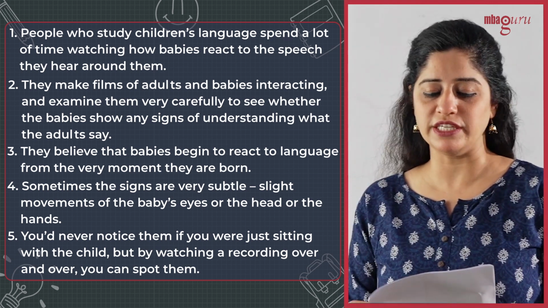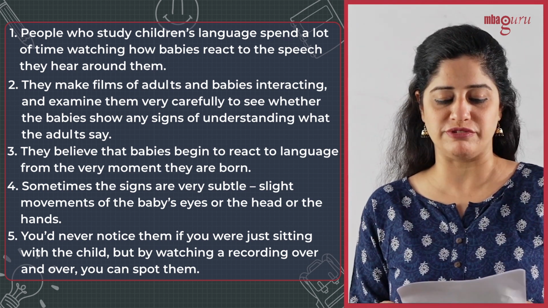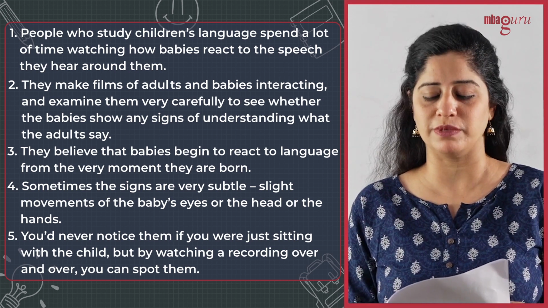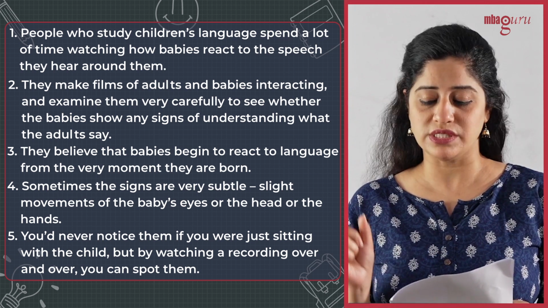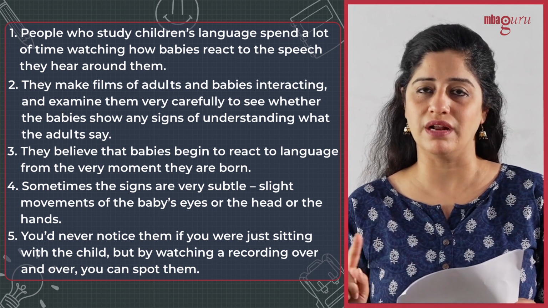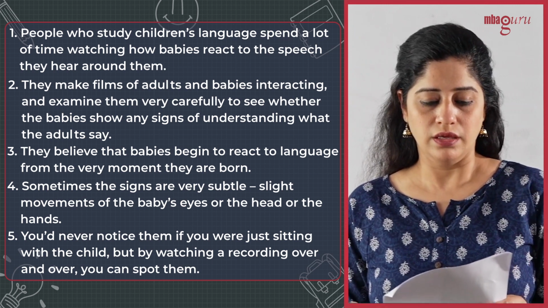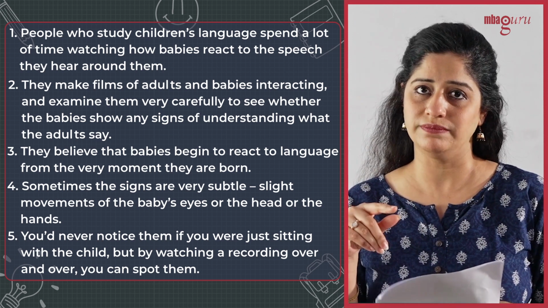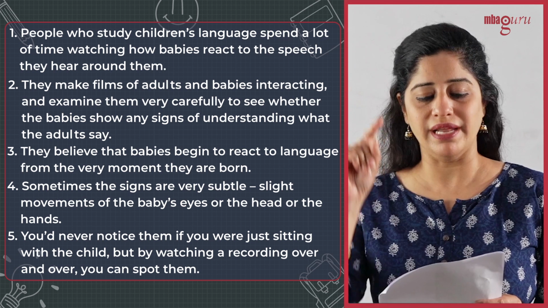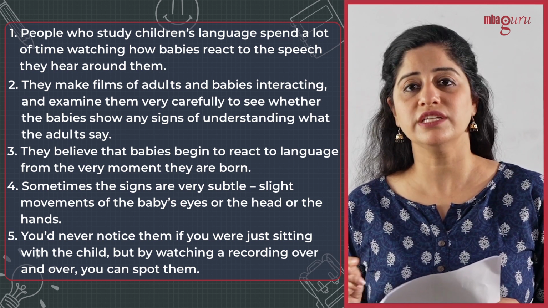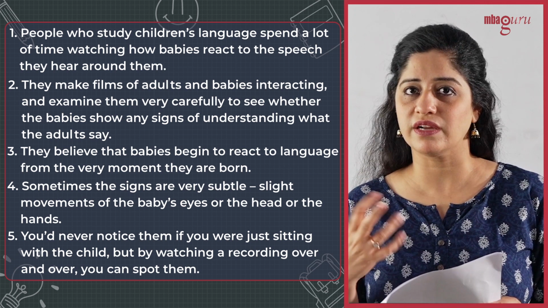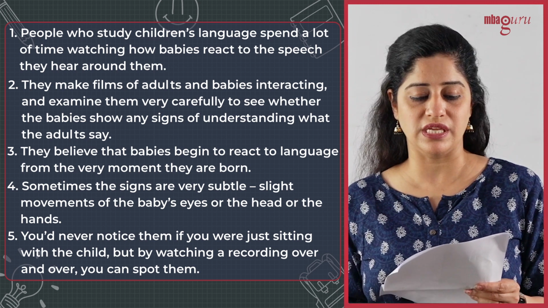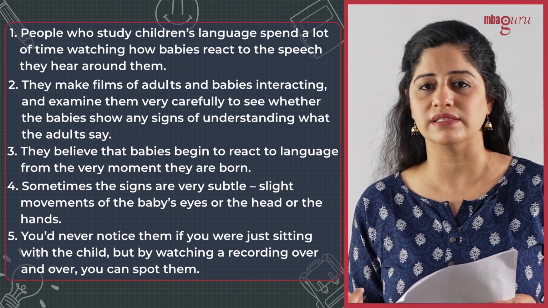First sentence: people who study children's language spend a lot of time watching how babies react to the speech they hear around them. So who are we talking about? We're talking about people who study children's language. What are they doing? They are noticing how babies react to the speech they hear around them as they develop their language. Second sentence says, they make films of adults and babies interacting. Who are they? This 'they', which is a pronoun, helps us understand that these are people who are studying children's language. They make films, they record adults and babies interacting and examine them very carefully to see whether the babies show signs of any understanding of what the adults say.